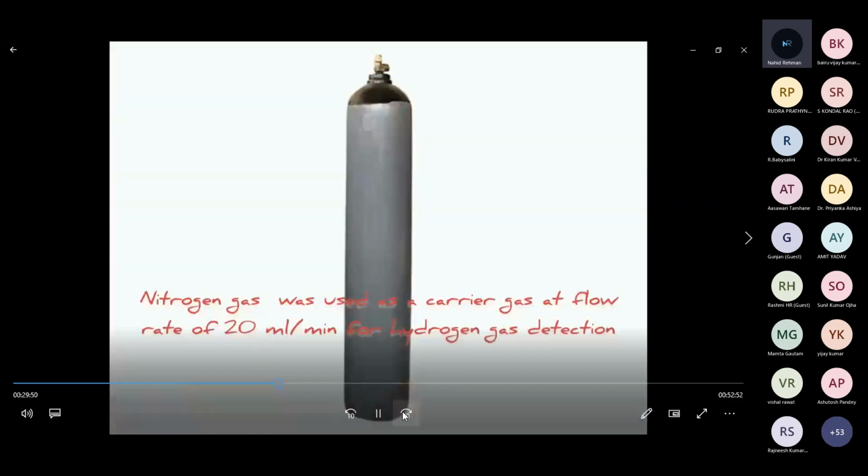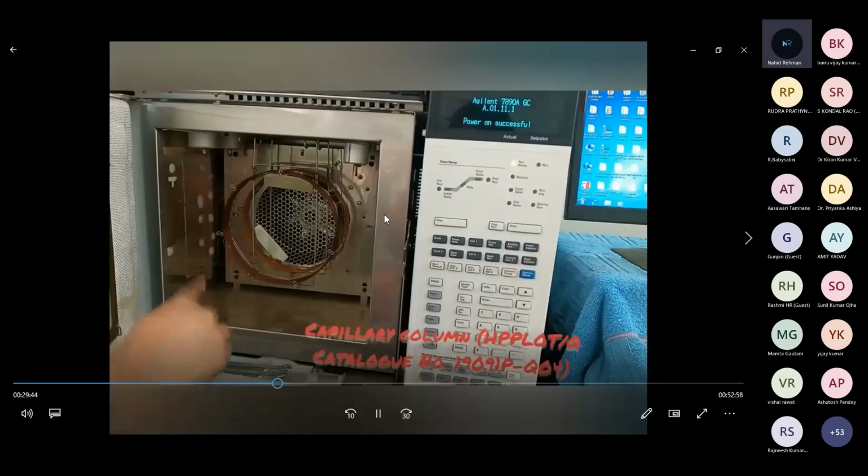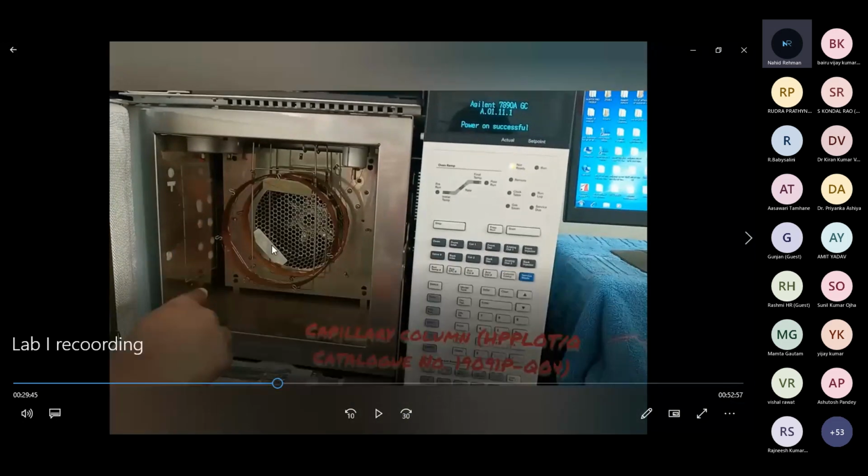Now she is trying to explain the gas chromatograph. What is this gas chromatograph? You should understand how it is being analyzed. This gas chromatograph is from Agilent. This is the oven compartment where your column is placed, and this is the injector port and this is the detector port. So one end of the column enters here, and from the top the sample is injected.